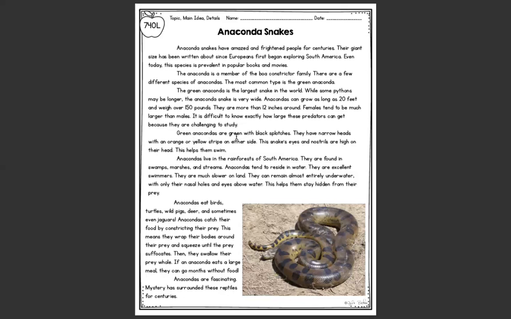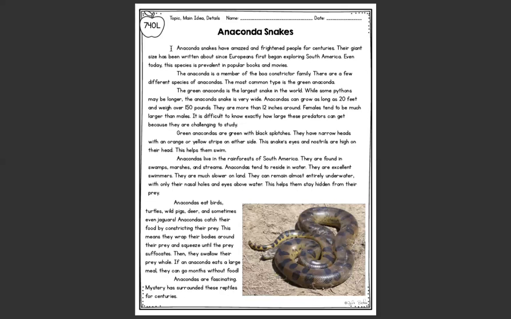Green anacondas are green with black splotches. They have narrow heads with an orange or yellow stripe on either side. The snake's eyes and nostrils, noses, are high on their head, and this helps them swim. So this paragraph is giving us facts about green anacondas and what they look like. All right, so now I can kind of see I'm getting different facts about different things about anacondas.